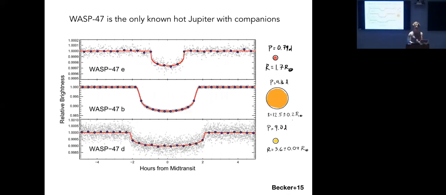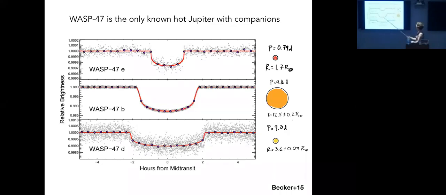Here are the 3 transiting planets in the WASP-47 system. The hot Jupiter, planet B, was discovered with ground-based photometry in the WASP survey. When the revamped Kepler satellite K2 stared at the star a few years later, the superior space-based photometry found 2 additional planets, both of which are smaller than Neptune. So you're going to have to read the y-axes here to figure out which one is the giant planet and which ones are the small ones, because they're not all to the same scale. So the hot Jupiter is the one in the middle.